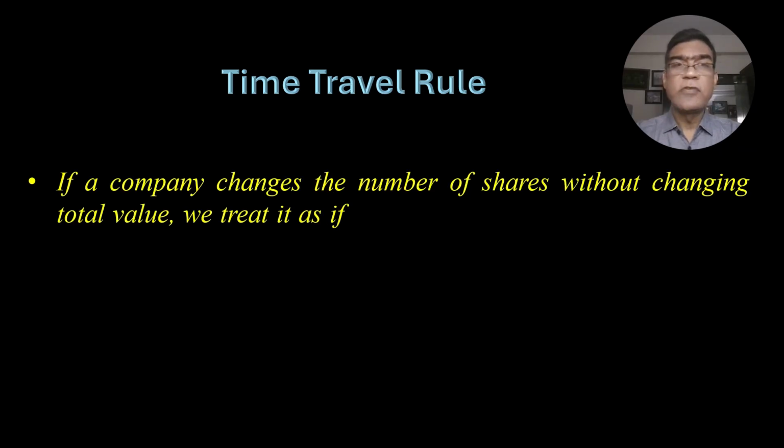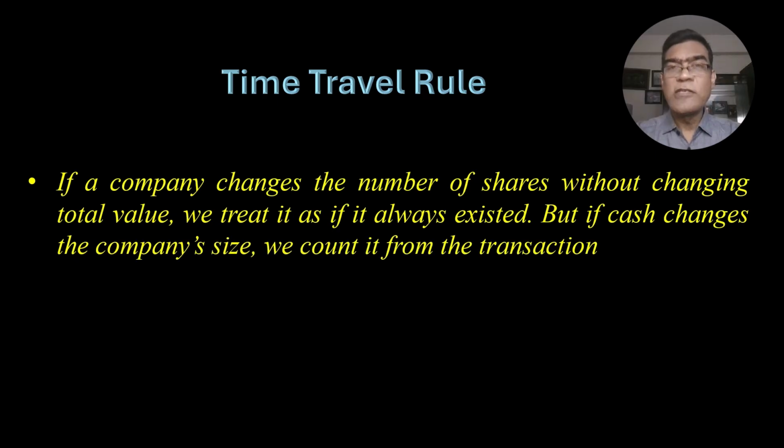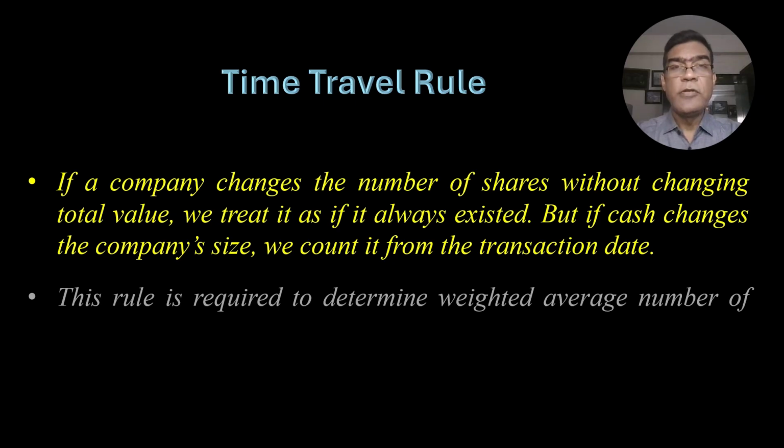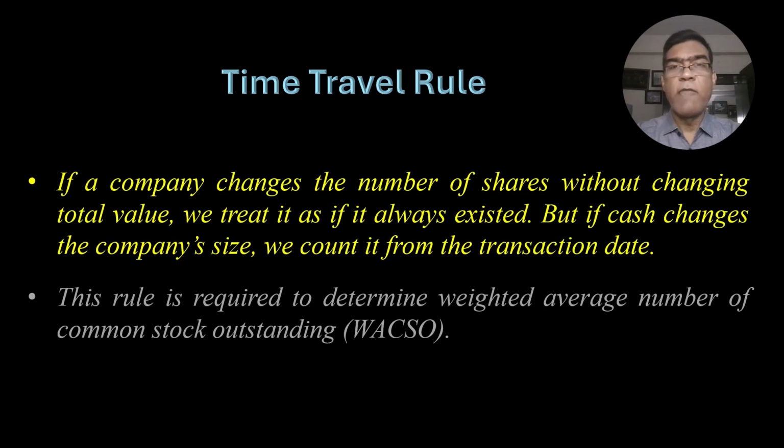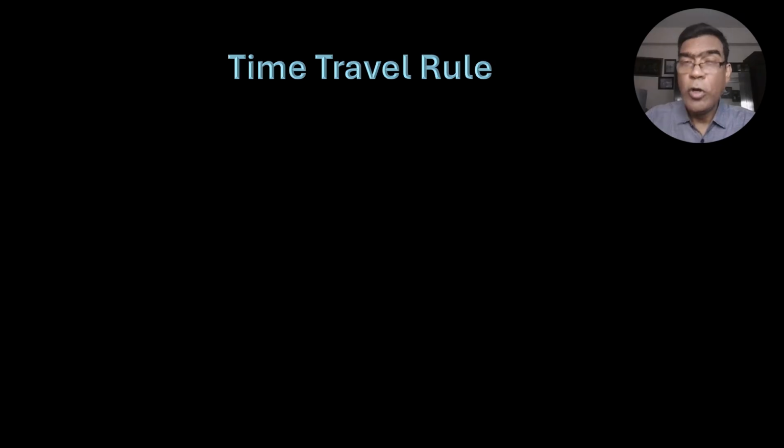All right, let's dive in. The time travel rule helps us decide how to treat changes in the number of shares when calculating EPS. If a company changes the number of shares without changing total value, like a stock split or a stock dividend, we treat it as if it always existed that way. But if the change involves cash, such as issuing new shares for money, we count those shares from the transaction date only. This rule ensures we correctly determine the weighted average number of common shares outstanding, WACSO, for that period. Clear? When applying the time travel rule, we look at whether the transaction involves cash or not.